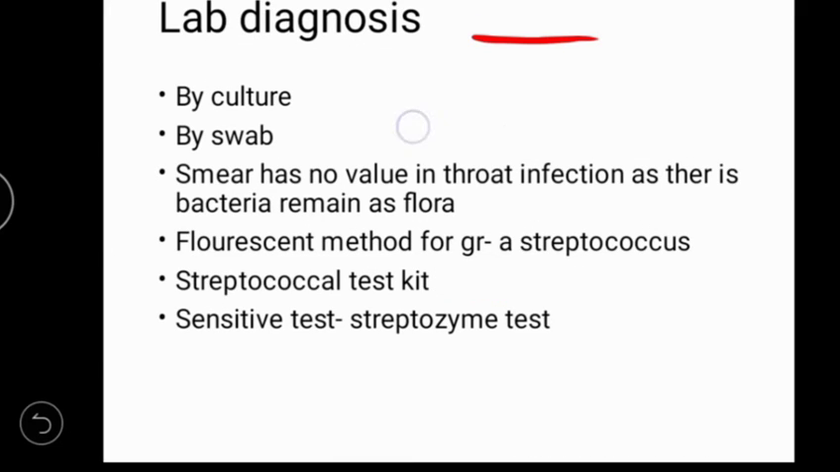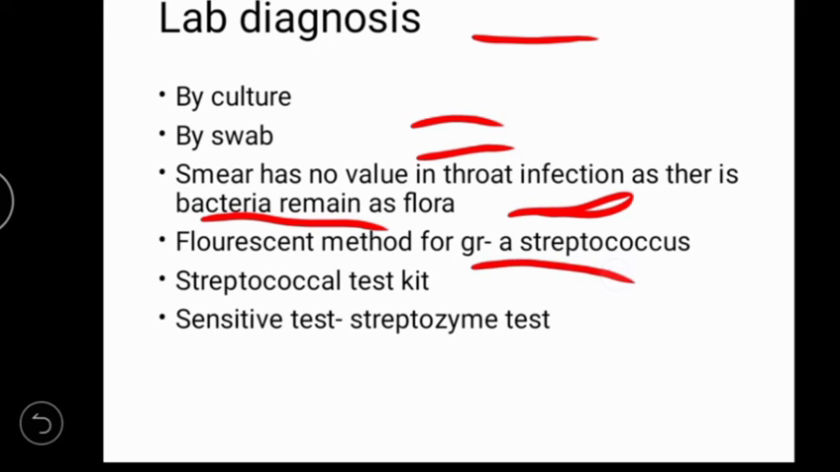Now, lab diagnosis is by culture, by swab. In a throat infection, if you take the tissue and make a smear, we can't find the invading organism, as it remains as part of the flora of bacteria. By the fluorescent method, we can distinguish group A streptococcus, and there is also a streptococcal kit now available, so that within 10 to 15 minutes the diagnosis can be made easily. And the most sensitive test is the streptoenzyme test, which is very sensitive and very much applicable nowadays in the lab diagnosis of streptococcal sore throat.